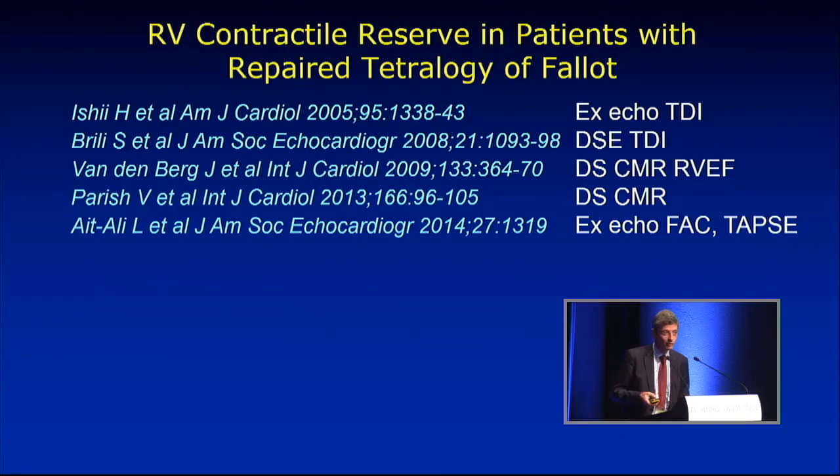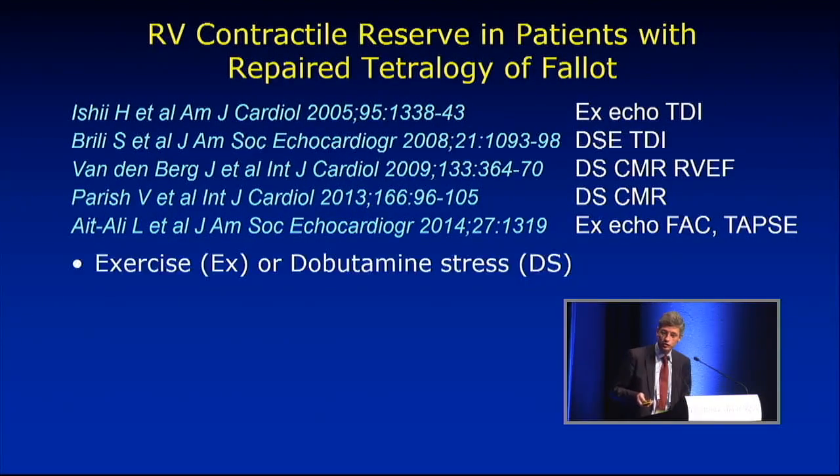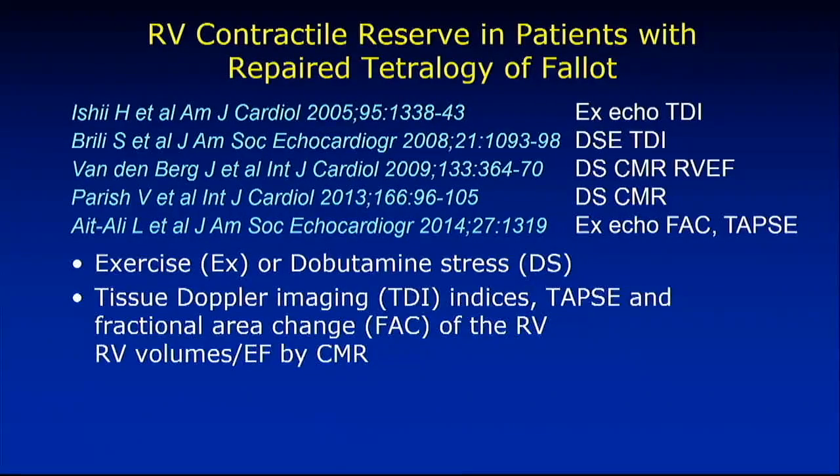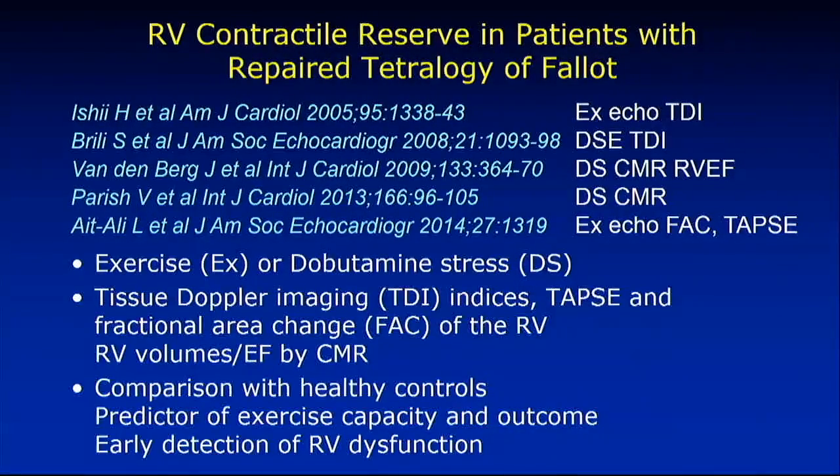Well, there are indeed several papers that dealt with contractile reserve of the right ventricle in patients after repair of tetralogy. They used either exercise or dobutamine stress. When they used echocardiography, they used the tissue Doppler imaging indices, TAPSE or fractional area change to calculate changes with increasing flow. And by CMR, it's in general right ventricular volumes and ejection fraction. But these papers, more or less, compare to healthy controls to see whether these patients have a different contractile reserve, looked whether it's a predictor of exercise capacity or outcome or early detection of RV dysfunction.